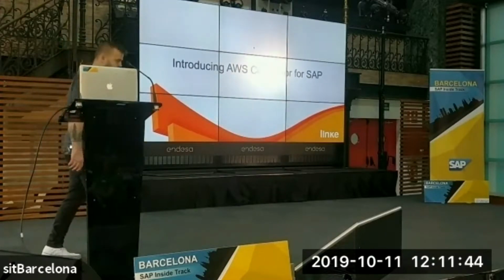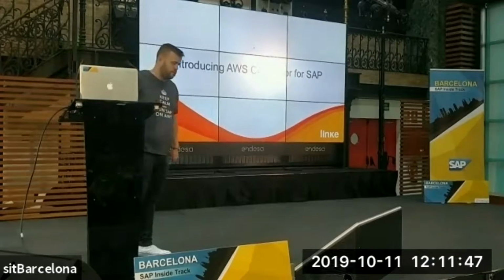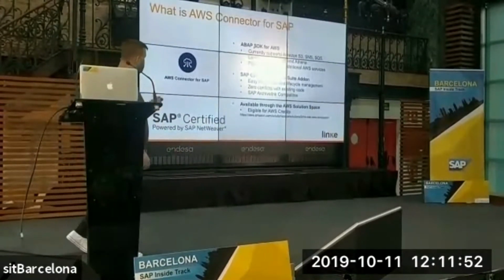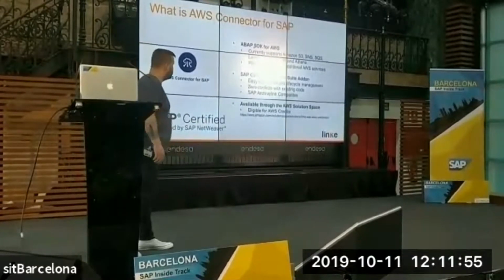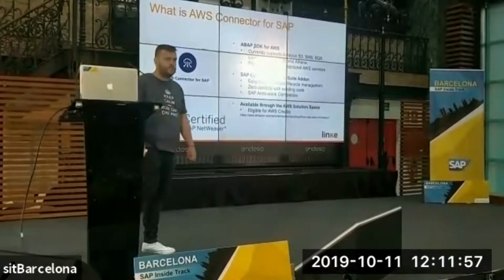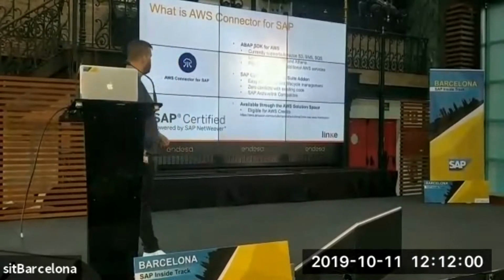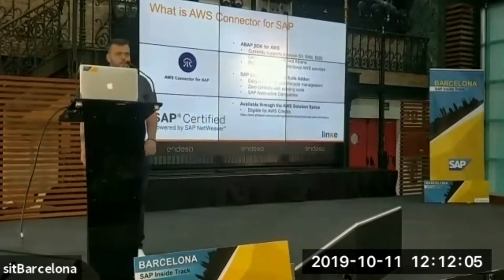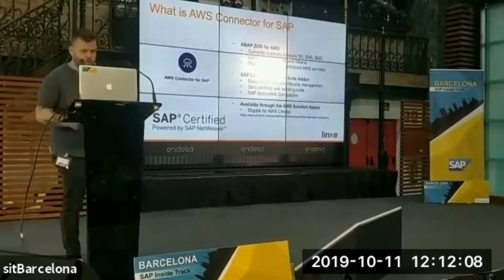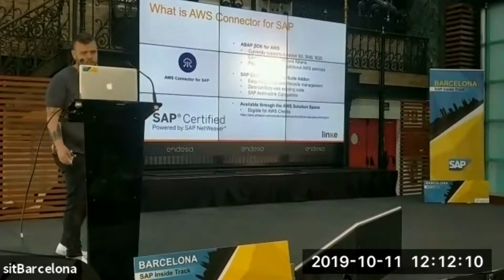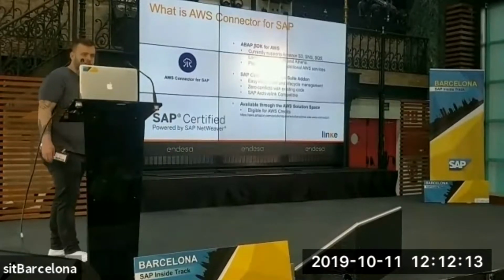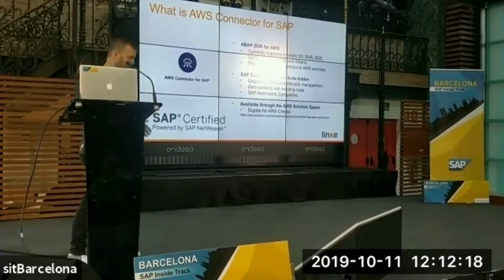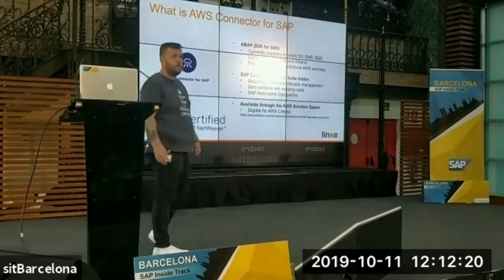Now, the introduction to the AWS Connector for SAP. What is the AWS Connector for SAP? Well, the connector is the ABAP SDK for AWS. It currently supports different Amazon services: S3, SNS, SQS, Lambda, DynamoDB, and Athena. And the important thing is that it is certified by SAP.